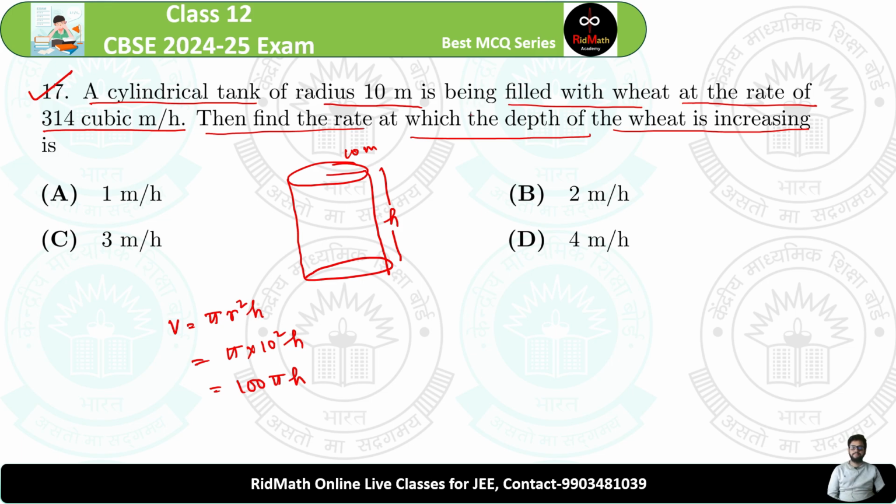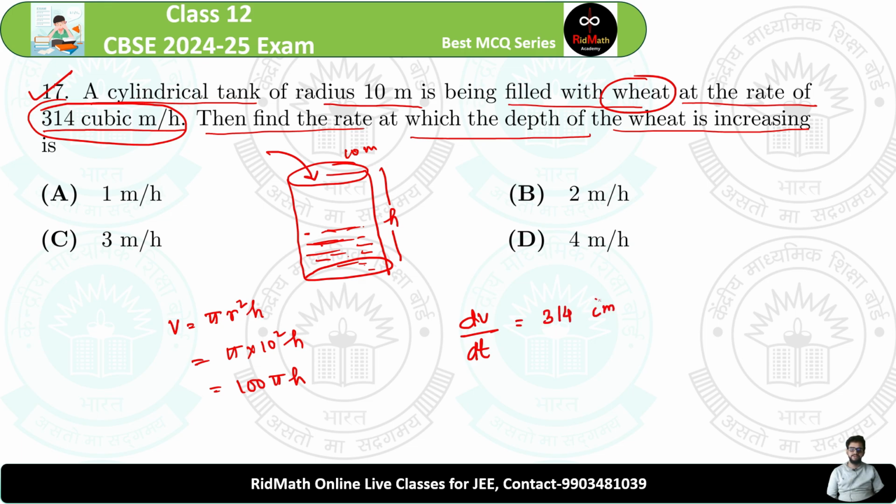Now the wheat is filling at the rate of 314 cubic meter per hour. So wheat is falling here, then the volume of this tank is filling. You can easily understand that. The volume is filling, that means dV by dt is given. So this is equal to 314 meter cube per hour.